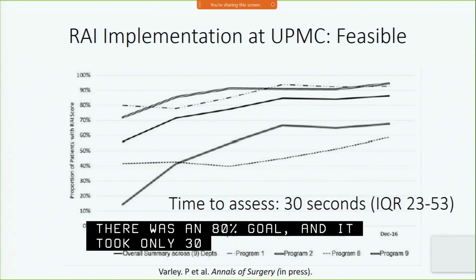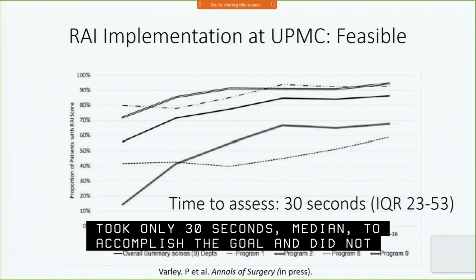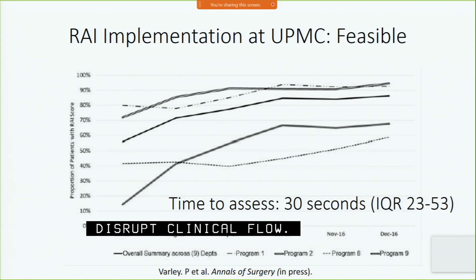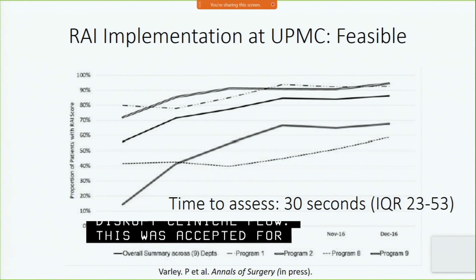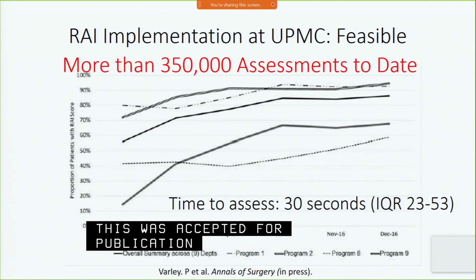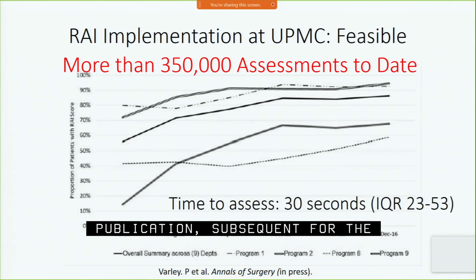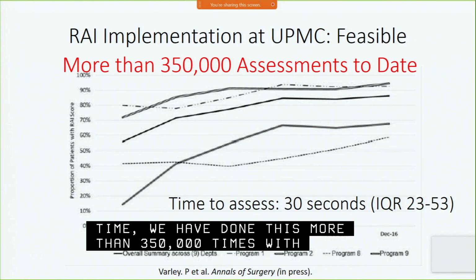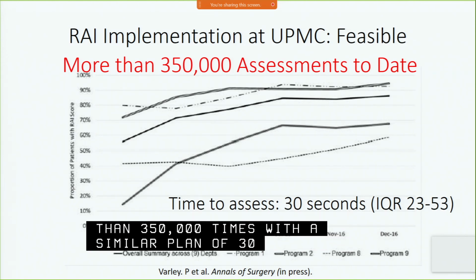and did not disrupt clinical flow at all. This is a report that just has been accepted for publication in Annals of Surgery and reports our experience in the first 6 months of about 50,000 patients, but subsequent to that time at UPMC, we've done it more than 350,000 times, again, with a similar kind of 30 seconds to make this happen, and it is not disrupting our clinical flow. So rapid and eminently feasible, but does it work?